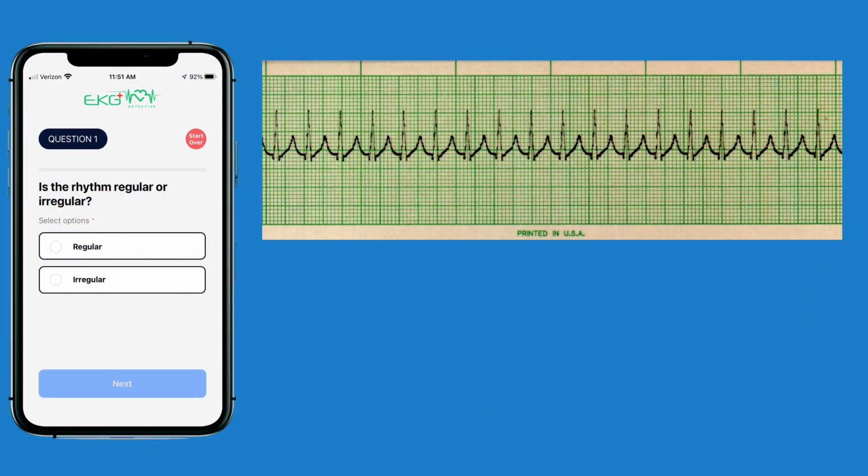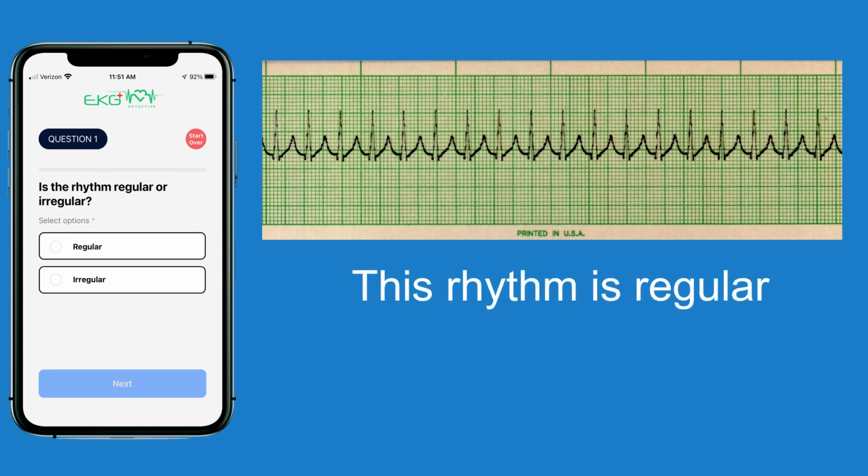For those of you who are using the EKG Detective app, the first question that the app always asks is if the rhythm is regular or irregular. When we're looking at an atrial tachycardia, that rhythm is going to be regular because it's originating from a single focus. And most rhythms that do originate from a single focus tend to be regular. So since this rhythm is regular, we are going to go to the app, we are going to select regular, and then we will hit next to go to the next screen.